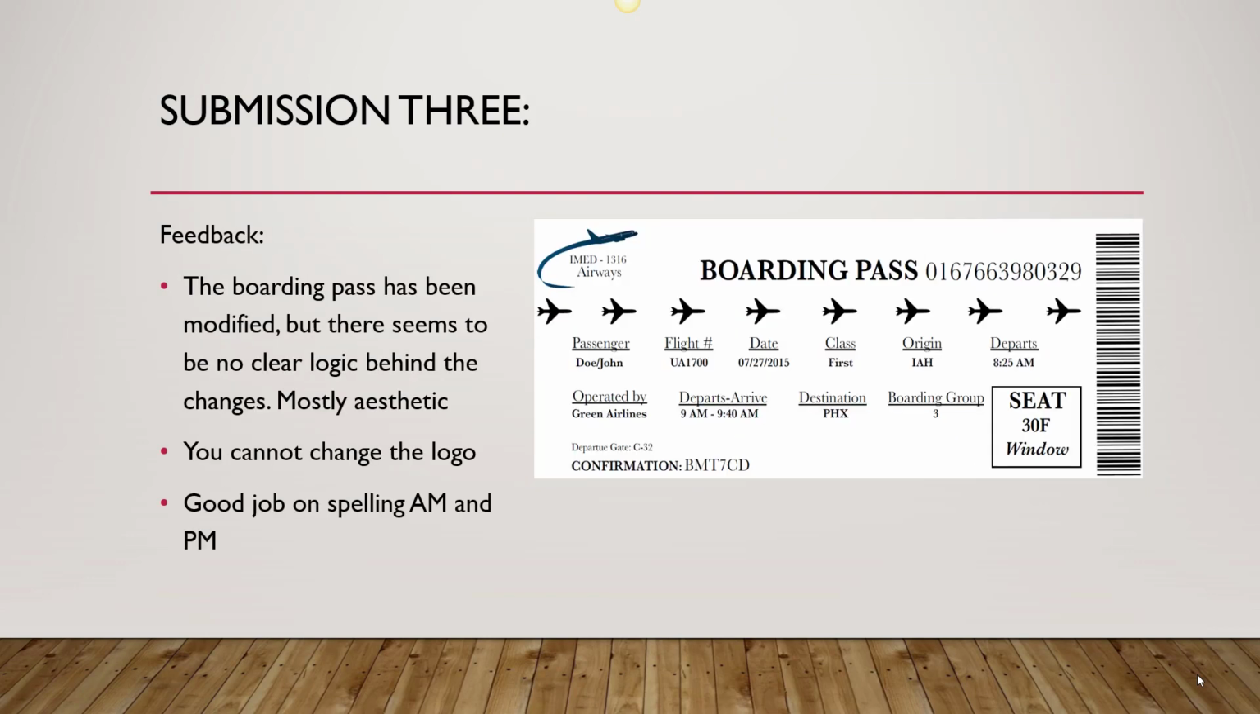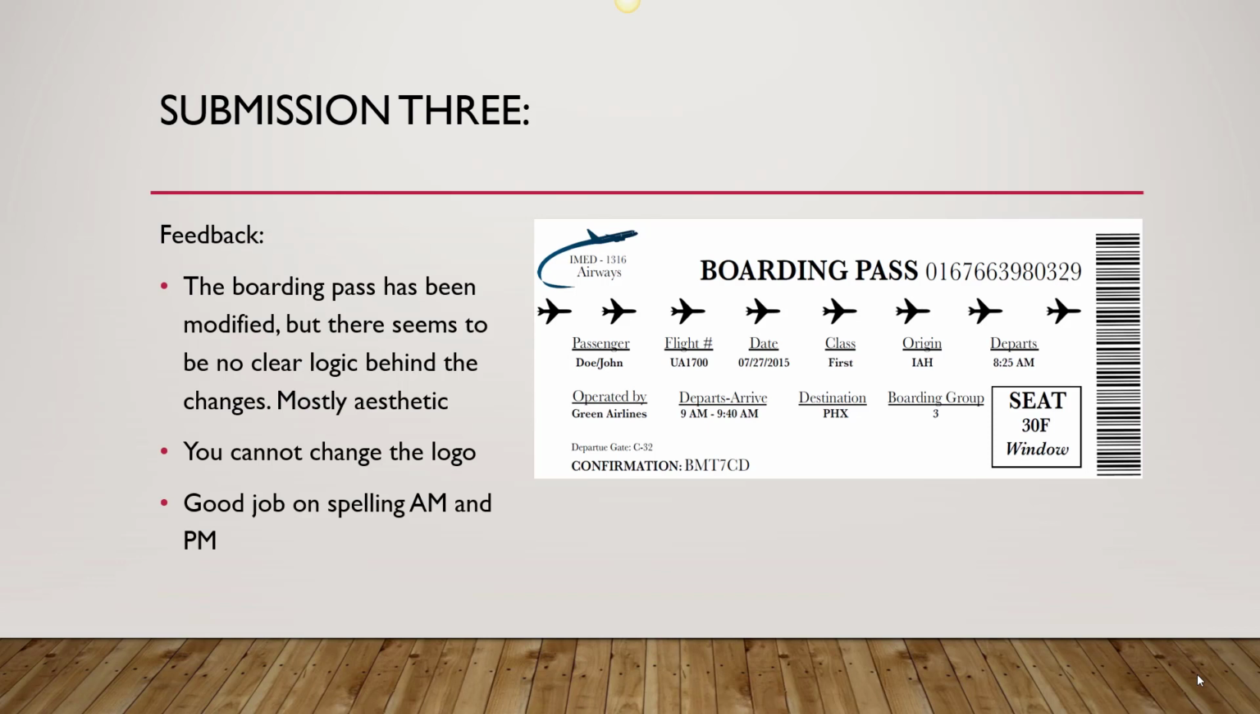And this one, the boarding pass has been modified, but there seems to be no clear logic behind the change. So they're mostly aesthetic, like adding the little airplanes there, and I noticed some of the fields were changed, but it's basically kind of like the same thing. Now, one thing you cannot do is change the logo. All right, as bad as the one I gave you is, that needs to stay there.